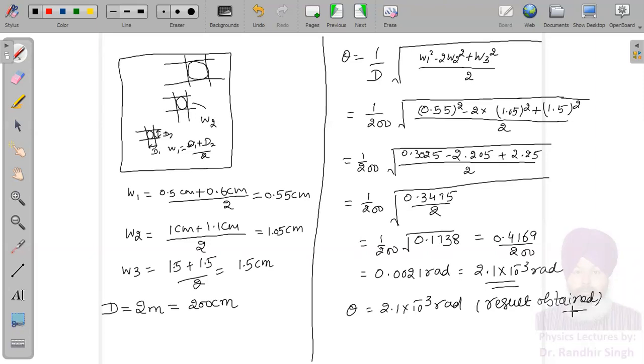So this was all about today's lecture. If you have any doubt, you can ask me. You will make this practical notebook. You will use these calculations and you will keep the record of this experiment on your practical notebook. If you have question, you can ask, please.